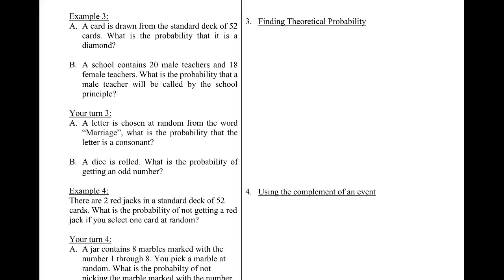If you don't know anything about cards, know that there are 4 suits in a deck: diamonds, spades, hearts, and clubs. And they all have an equal amount. So there's always 13 of each suit. So for A, there are 13 diamonds in a deck of cards out of 52. So the probability, if we simplify this, is 1/4. The probability of drawing a diamond, a card that has a diamond on it, is 1/4.